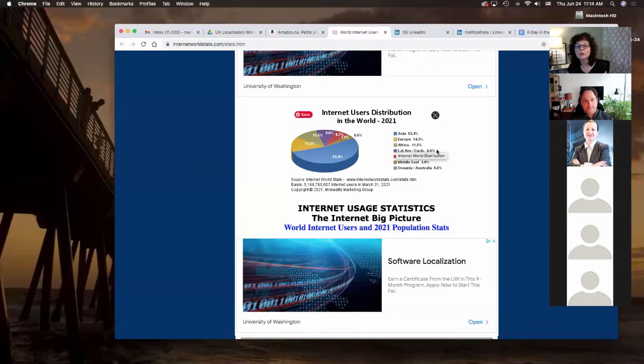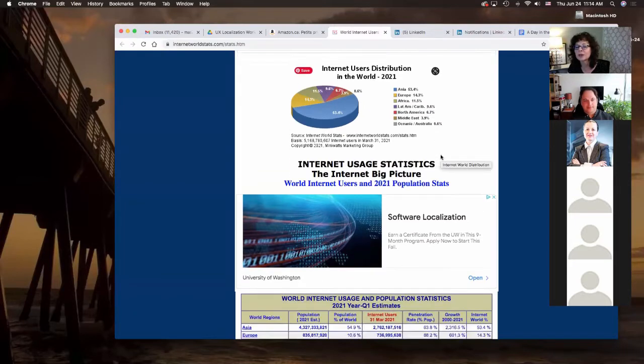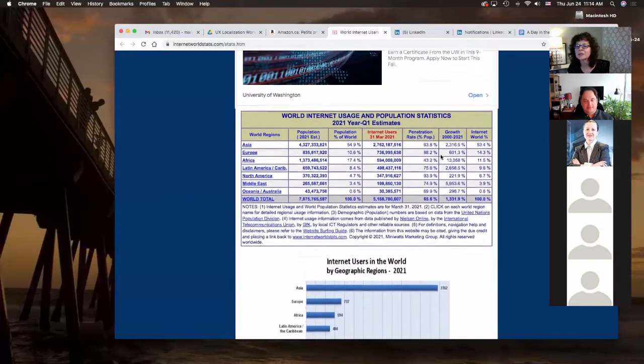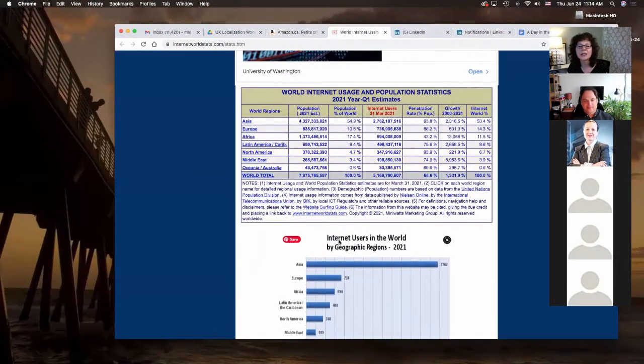Look at North America, where we are, 6.7. We're number 5 now. That's kind of a sobering thought. And notice Africa. This chart's really interesting because the rate of growth is tremendous: over 13,000% growth in 21 years.